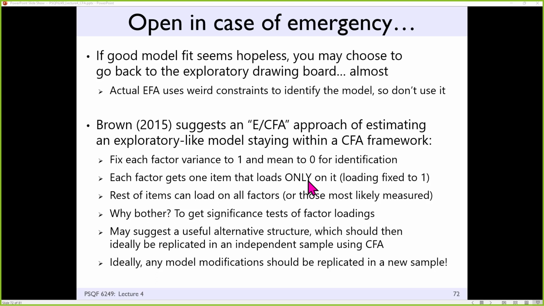So that, I think, is a more useful suggestion if you really have no idea what you're looking at than going back to EFA. Because the problem with EFA is that different rotations and different solutions are not defendable on the basis of empirical data. You could say, I think it has 3 factors and it's quartimax, and someone else is like, no, I think it's 4 and it's varimax, and you're both right.